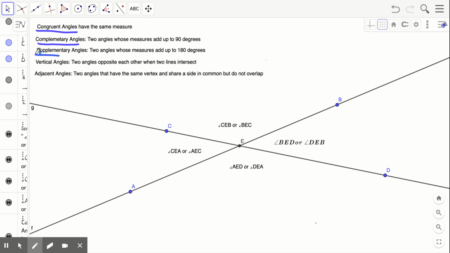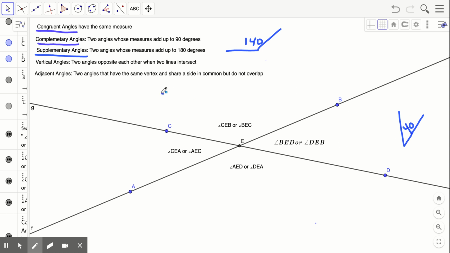Now let's talk about supplementary angles. Supplementary angles are two angles whose measures add up to 180 degrees. So let's say this one was 140 degrees, and then we'd have to have some other angle somewhere else that has a measure of 40 degrees. That 40-degree angle and this 140-degree angle would be considered supplementary because they add up to 180. They don't have to be next to each other, they don't have to touch, but again, it's only two angles, not three or four, and their measures add up to 180.